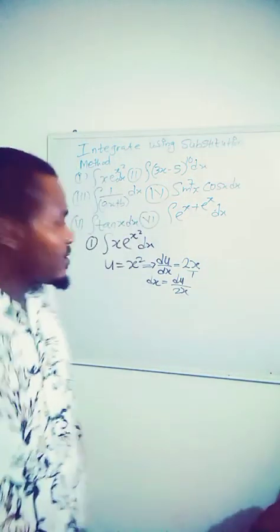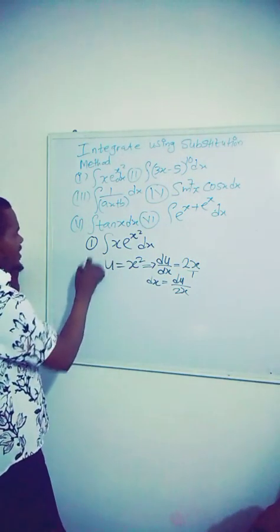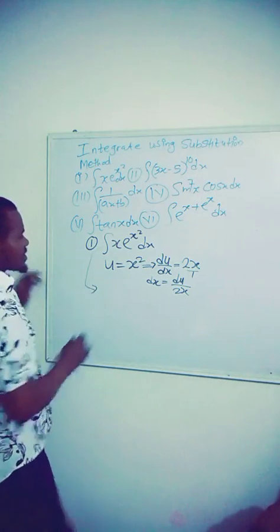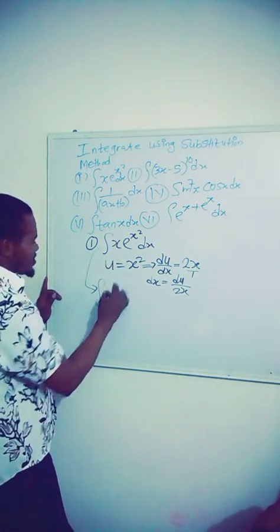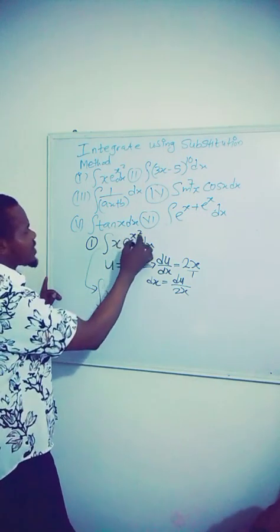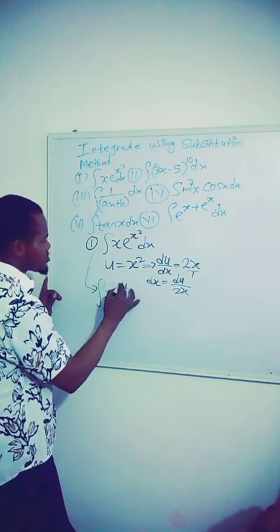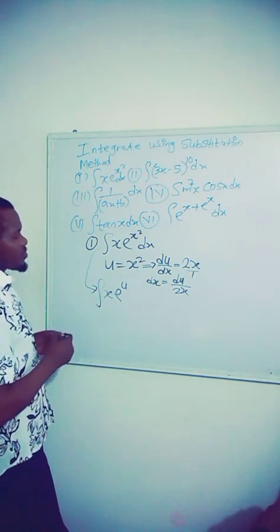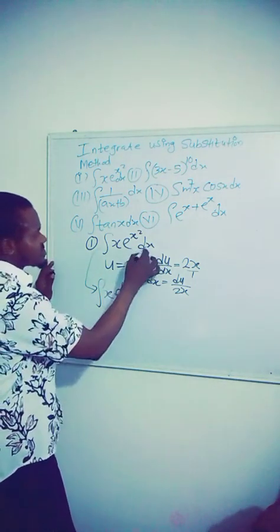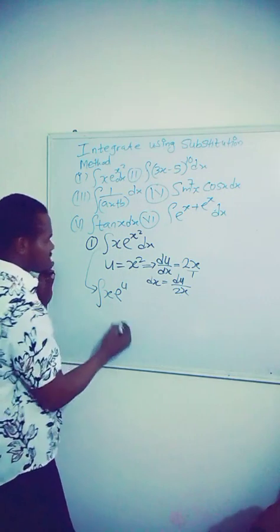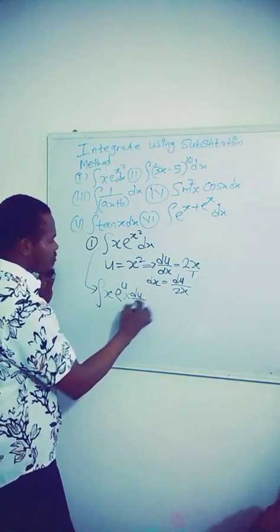Okay, now let's substitute. We can say the integral of x e raised to power, don't forget we have replaced x squared by u. So this one becomes u. Then what else do we have? dx, and dx is du over 2x. So multiply by du over 2x.